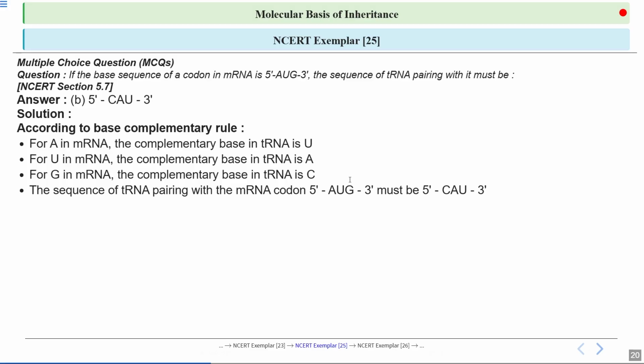Clear? So the sequence will be, you can say UAC from 3 prime to 5 prime, or CAU from 5 prime to 3 prime. So you have to do what? You have to just make the complementary of this sequence, AUG. Okay? And then you will get the answer.